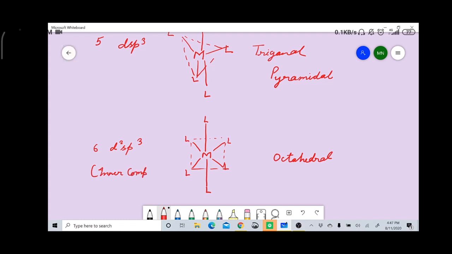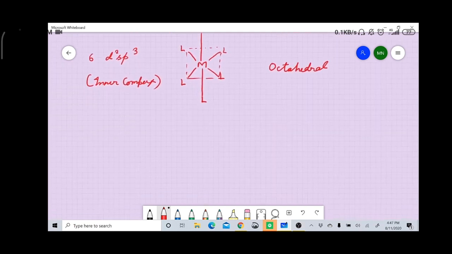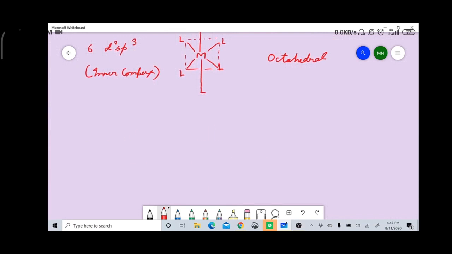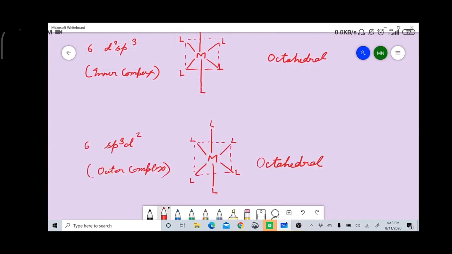In coordination number 6 complexes, a metal can also use its outer d orbitals, depending upon the electronic configuration of the metal ion and the availability of d orbitals. When the metal uses its outer d orbitals, the hybridization is sp3d2 and the geometry of the complex is octahedral, and these complexes are known as outer complexes.